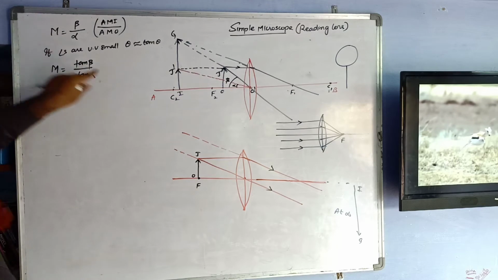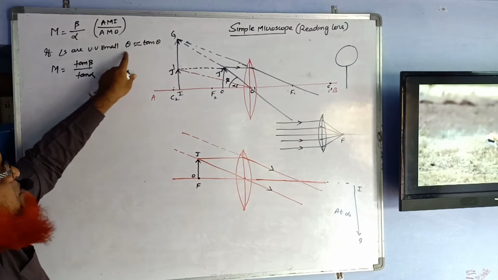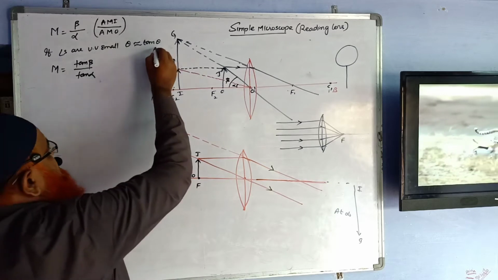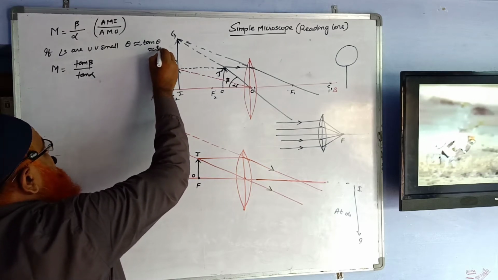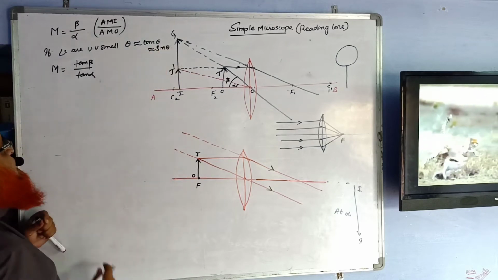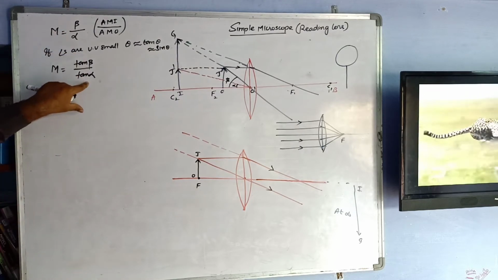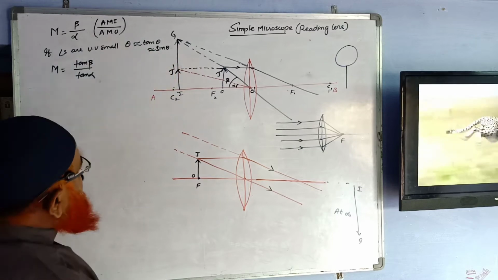Doesn't matter. Nothing happens here. Because when angles are very small, theta is approximately equal to tan theta. You can also sometimes consider it approximately equal to sin theta when the angle is very small. So instead of taking beta by alpha, I can take tan beta by tan alpha. So what is tan beta here?